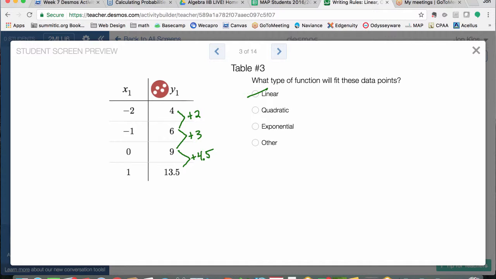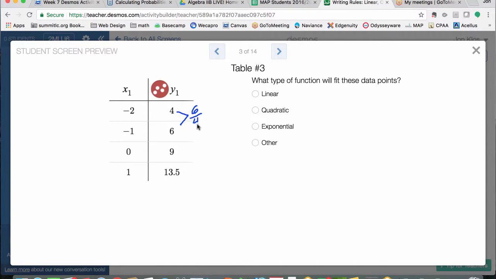Let's see if it's quadratic by finding the second differences. From 2 to 3, that's plus 1. From 3 to 4.5, that's plus 1.5. These are not the same. If it was quadratic, the second differences would be the same. So it's not quadratic. I'm thinking that I may have to check if it's exponential. Remember, the pattern with exponential equations is a multiplication pattern. So we divide to see what we're multiplying by.